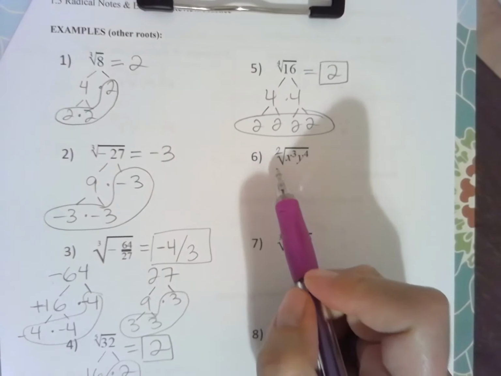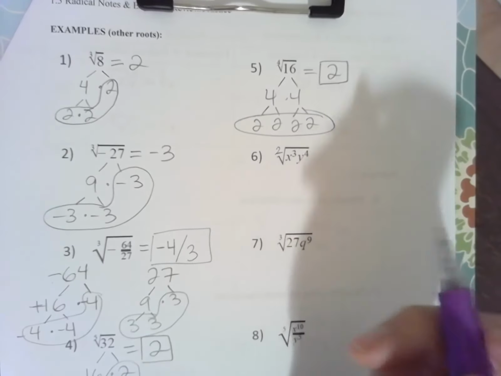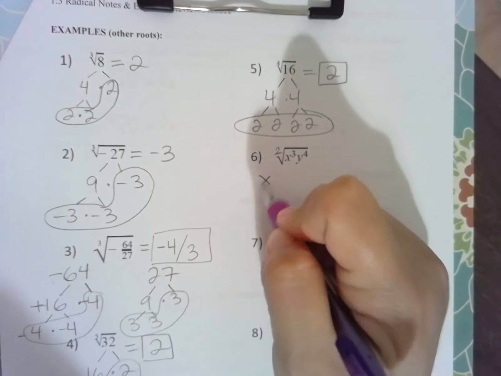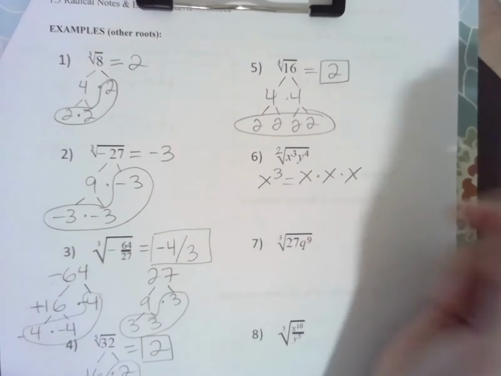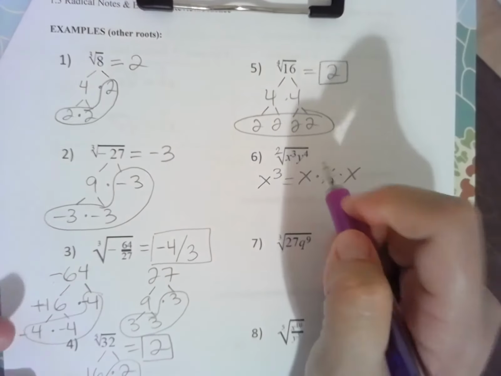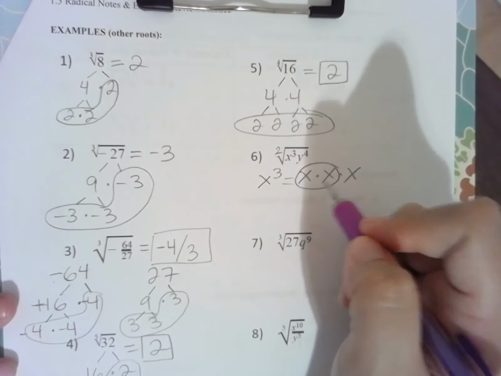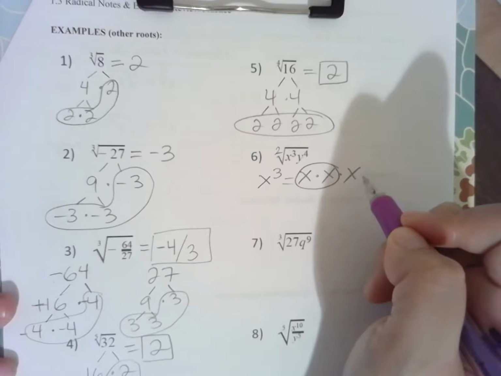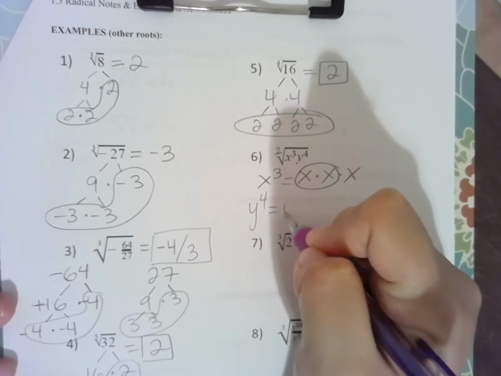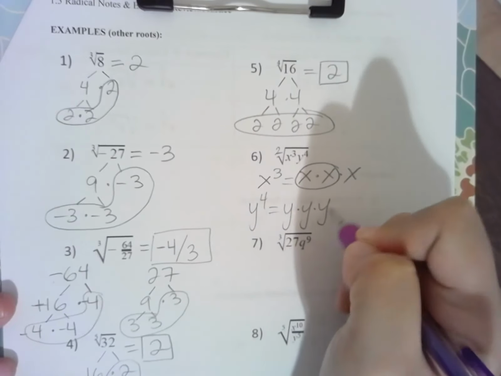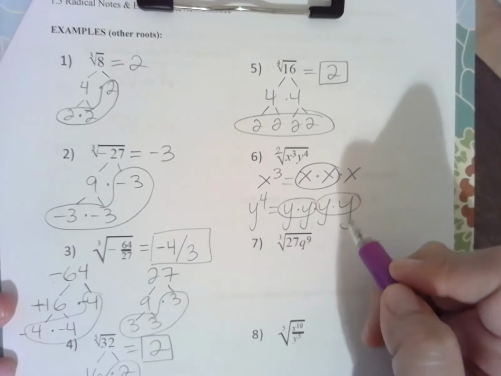For number 6, I want a group of 2, but notice that we have exponents. So that doesn't matter. If I have x cubed, that's the same thing as x times x times x, which means I have a group of 2 right there, but I'm going to have an x left over. And then if I look at y to the 4th, that's the same as y times y times y times y. And I have 2 groups of y.